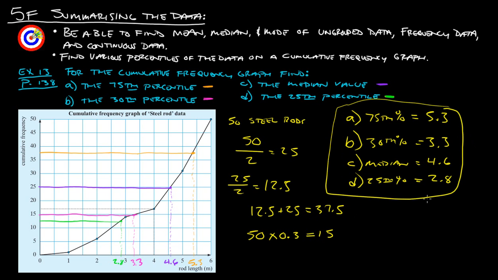So there's all our answers for that. This is example 13 from the book. Let's see how close to their answers we were. They got 5.3, 3.3, 4.6, and 2.8. So we got the exact same answers that they did.